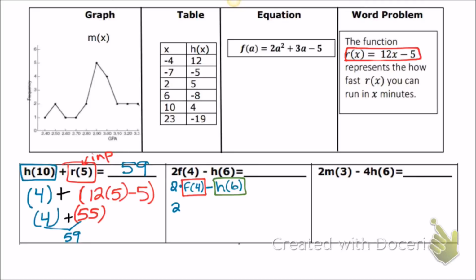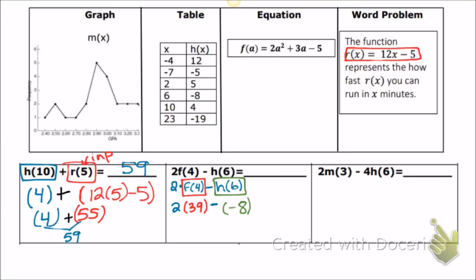Okay, and I'm going to multiply it by whatever f of 4 is. So, f of 4, we already found that. We know that f of 4 is 39. Now I'm going to bring down the minus. And then we need to find h of 6. We have the input, so let's go to our table. When x is 6, h of x is negative 8. So in parentheses, I'm going to write negative 8.